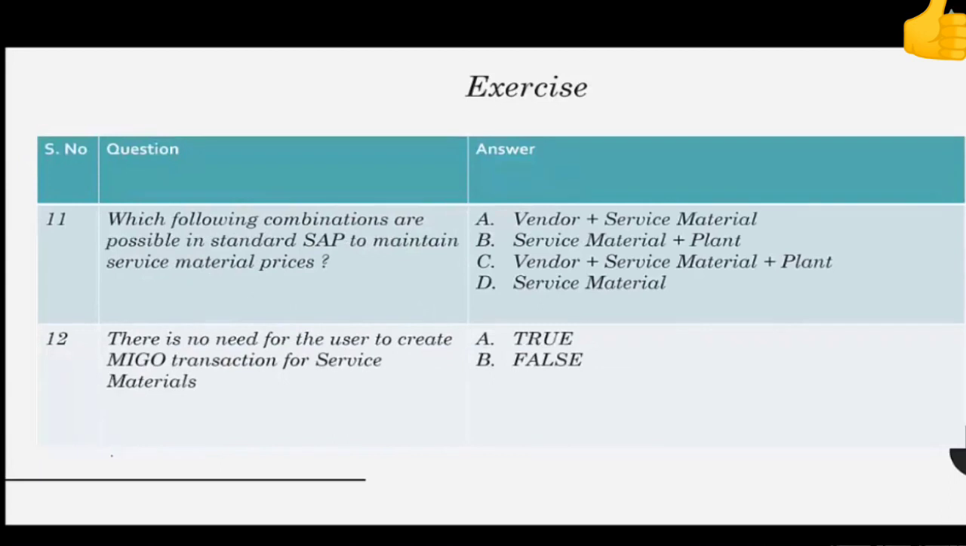Number 11, which of the following combinations are possible in standard SAP to maintain service material prices? So there were 3 ways in which you could maintain prices for service materials. Which of these combinations represent those 3 ways? Number 12, there is no need for the user to create a MyGo transaction for service materials. Is this true? Well, we have seen material documents, right? How were they created? So did we have to create them or not?